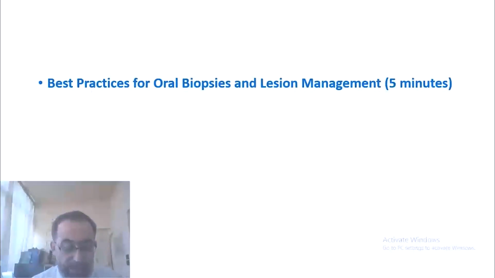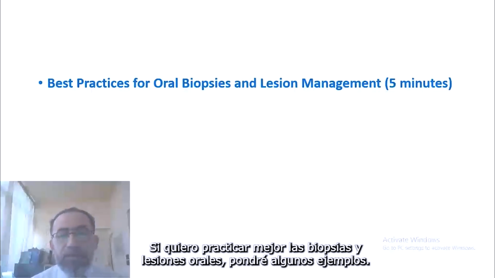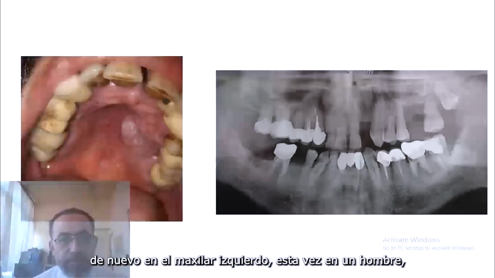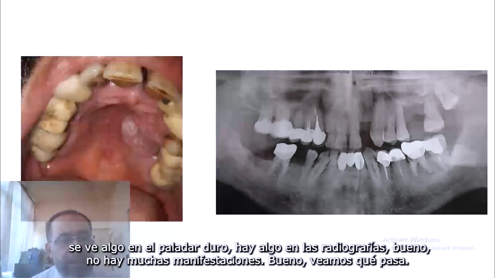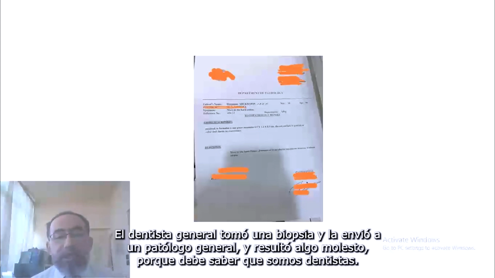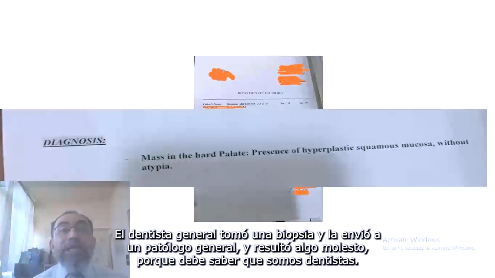Let's start. If I want to practice best oral biopsies and lesions, I will take some examples. Again, in the left maxilla, this time with a man, you see his hard palate, there is something. On radiographs, well, there is not that big a manifestation. Well, let's see what's going on. A general dentist took a biopsy to a general pathologist. That's something annoying.